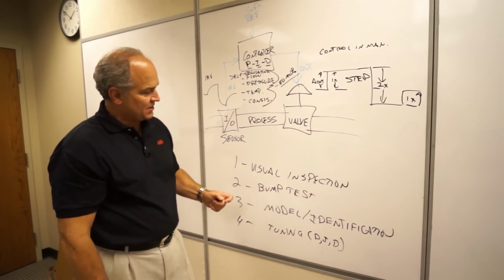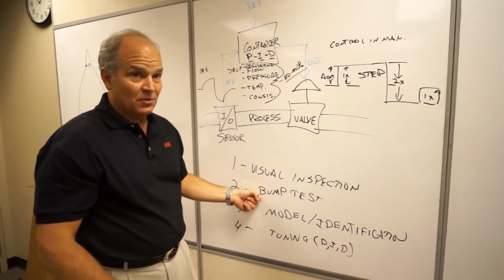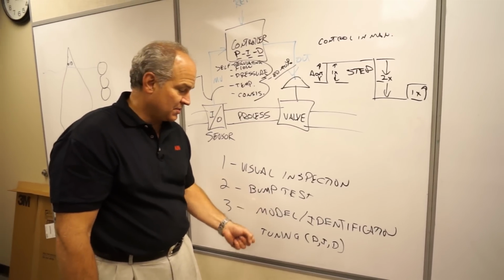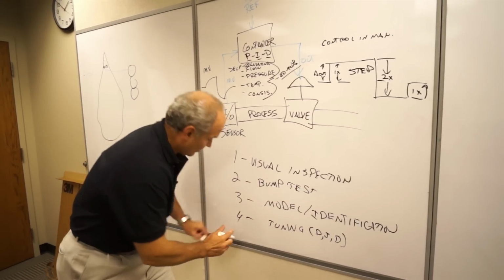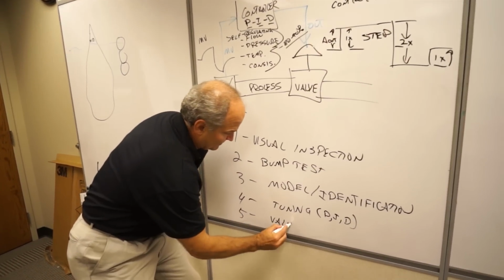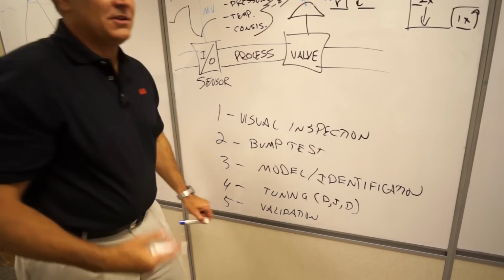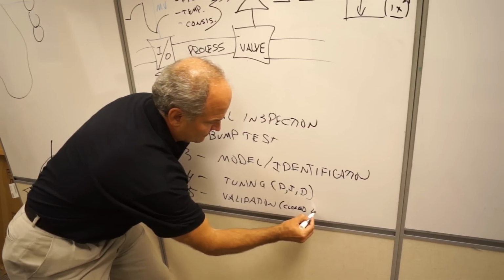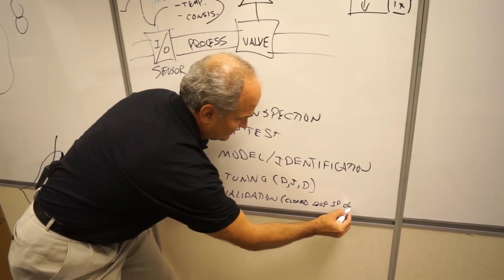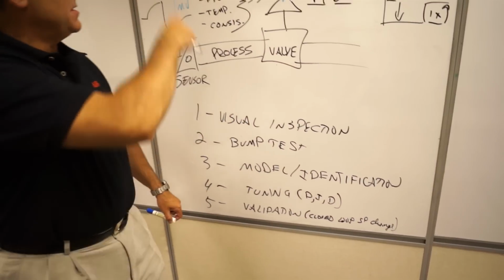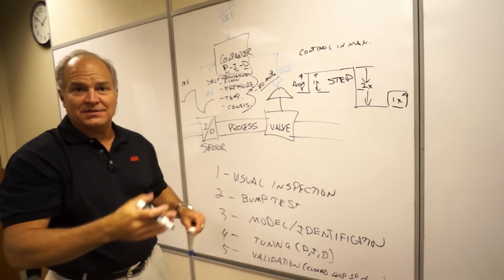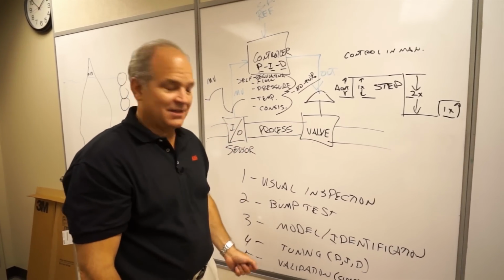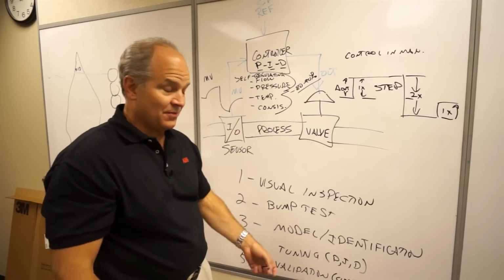So you do a visual inspection, you do a bump test, or more than one. You do a model identification to calculate the parameters. You use those parameters to come up with tuning, and then I always like to stop at a validation step. Validation is doing a closed loop set point change. Go and change the set point and see what happens. You're the one in control. You're the automation engineer, you're the one that did all this and tuned it. When you change the set point, it ought to work.